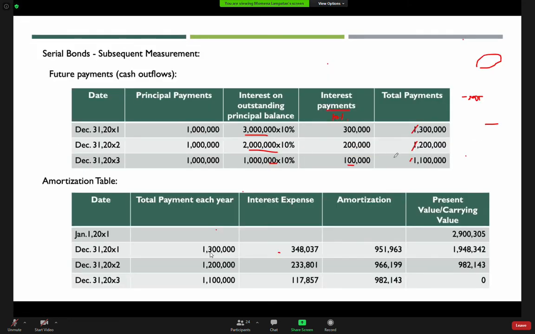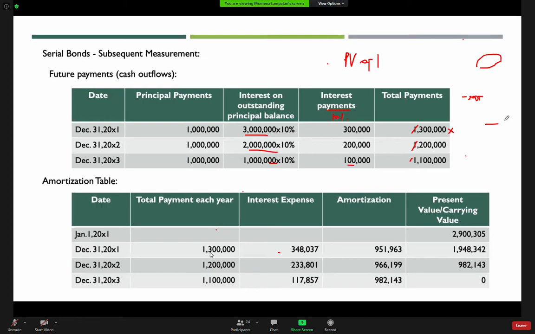Kung hindi binigay sa atin itong value na to, ang gagawin natin, i-discount natin yung mga cash outflow using the effective interest rate. So using the effective interest rate, we have to identify the present value factor of 1. Okay? Of 1 ang gagamitin natin. Bakit hindi annuity? Because hindi equal yung cash flow. Mapapansin nyo, 1.3, 1.2, 1.1. Kailan lang natin ginagamit yung annuity? Kapag equal yung cash flow. So, since hindi equal yung cash flow, iisa-isahin natin using the present value factor of 1.